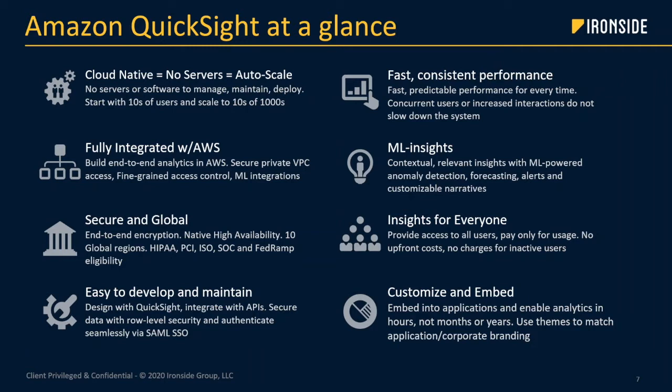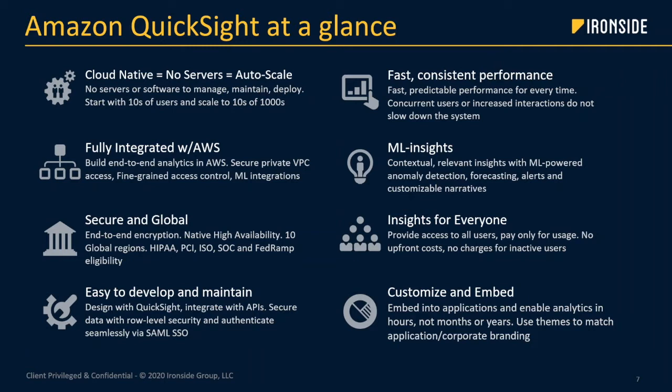QuickSight is a secure and global platform with end-to-end encryption. High availability is native to QuickSight, and it's available in 10 global regions. You can provide access to all users via desktop and mobile and pay only for usage. With QuickSight, there are no upfront costs, no minimums, no annual commitments required, and very importantly, no charges for inactive users.